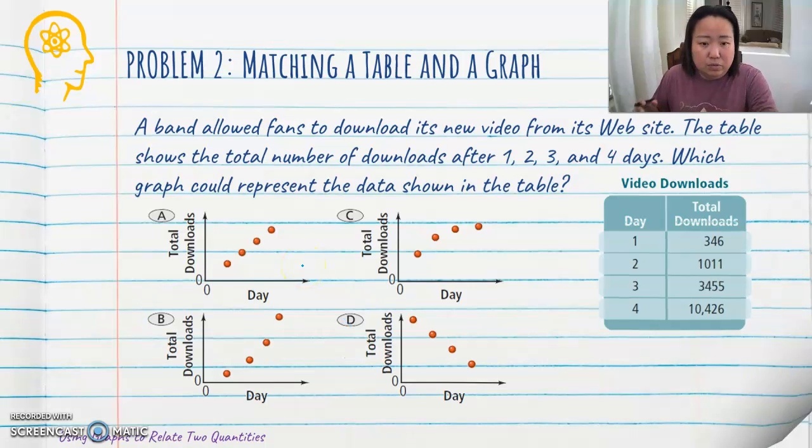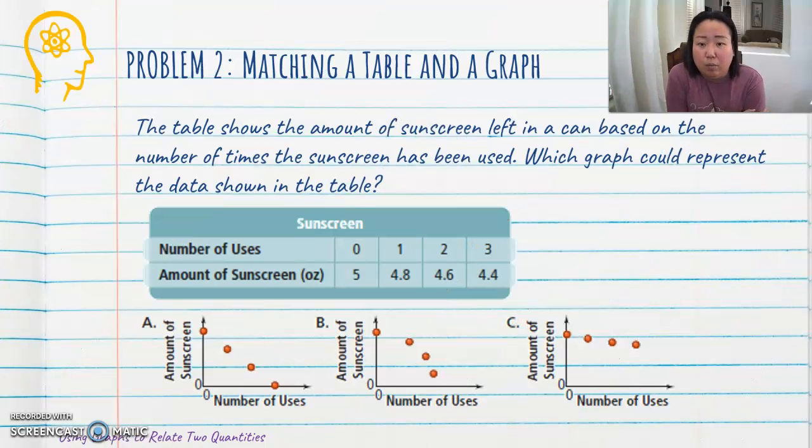All right, let's move on to our next example. Why don't you try this next example on your own? Pretty much the same. This time we're talking about sunscreen and the number of uses, the amount of sunscreen left every time you use it. Try this question and see which graph between A, B, and C would best represent our scenario. Go ahead.